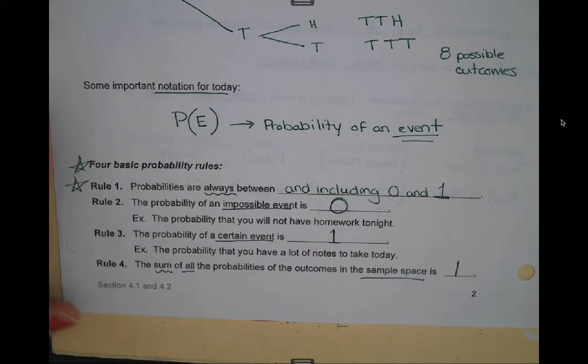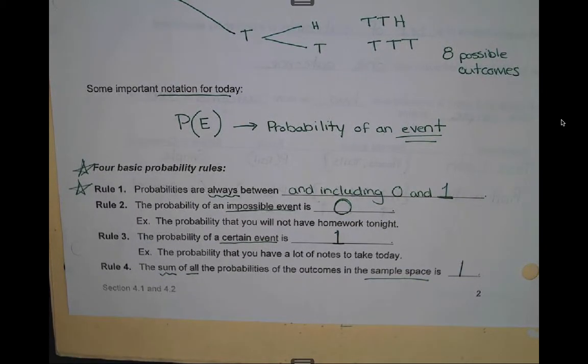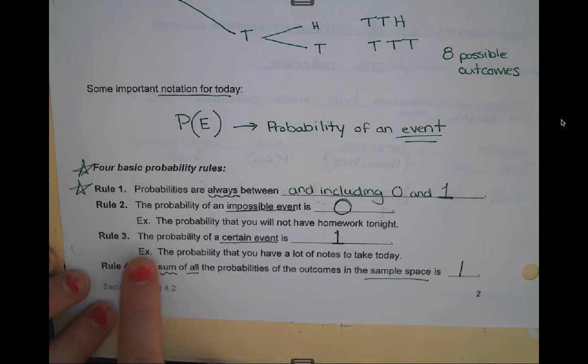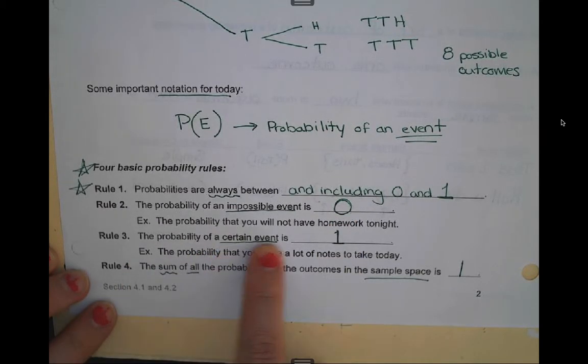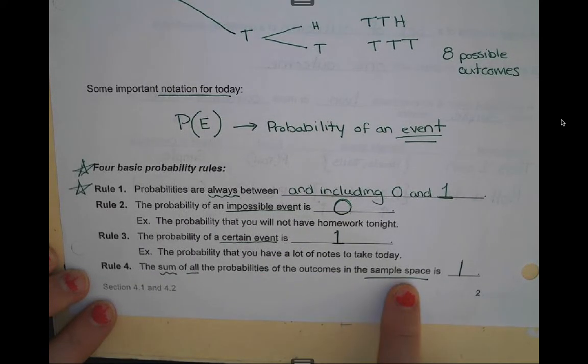Another thing that is very important, I have them starred, you're going to see this on your multiple choice part, is the 4 basic rules of probability. These 4 basic rules are for chapter 4, and then we're going to see them kind of transition into chapter 5 as well as chapter 6. Probabilities are always between and including 0 and 1. The probability of an impossible event is 0. The probability of a certain event is 1. And then the sum of all the probabilities of the outcomes in a sample space is 1.